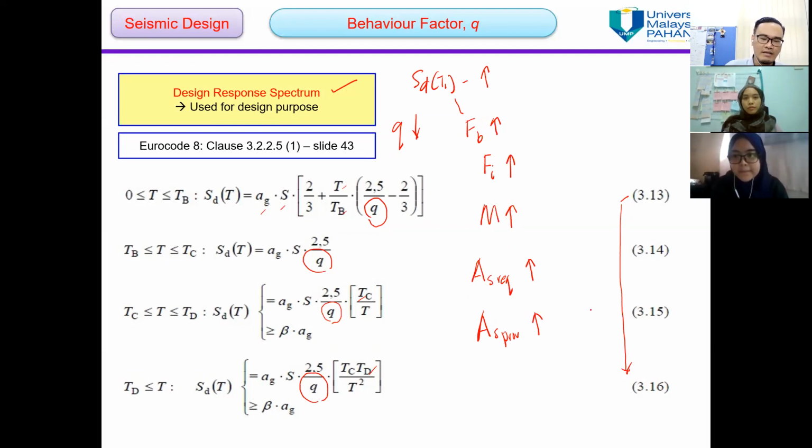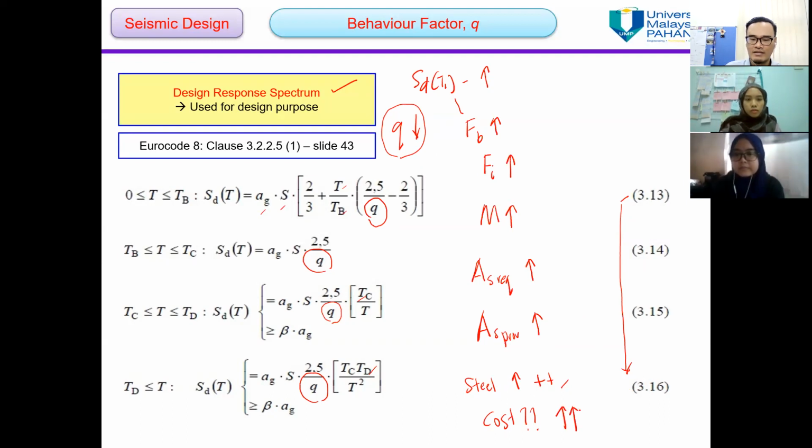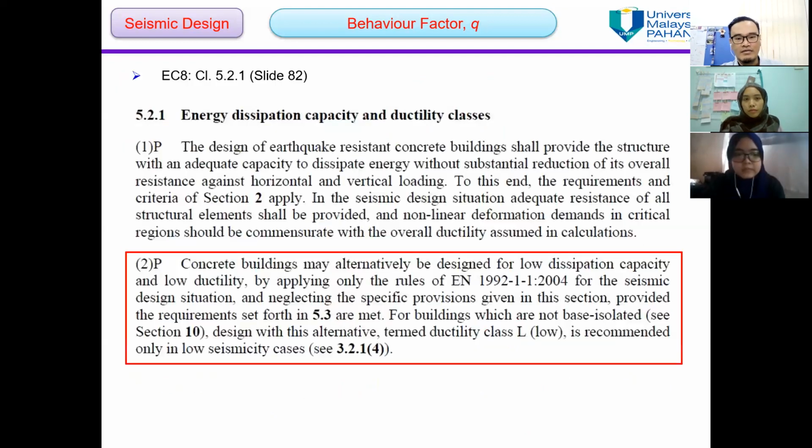So if the AS provided is increased, it means the amount of steel is increased. We need more steel for a lower behavior factor. Okay, what will happen to the cost if we need a higher amount of steel? Increase also. Okay, cost also will increase. Okay, good. So this is to recall.